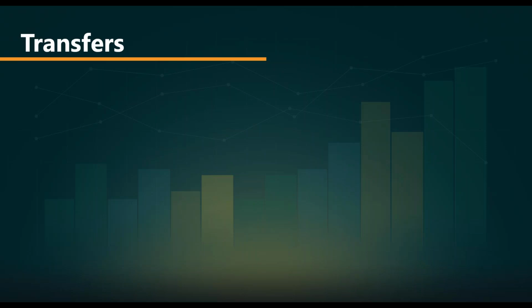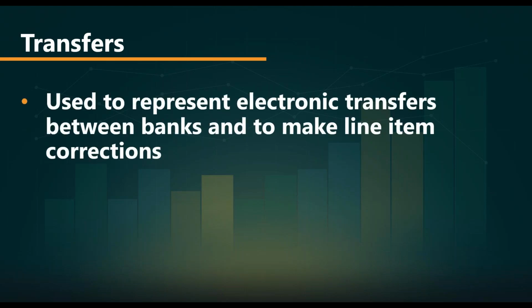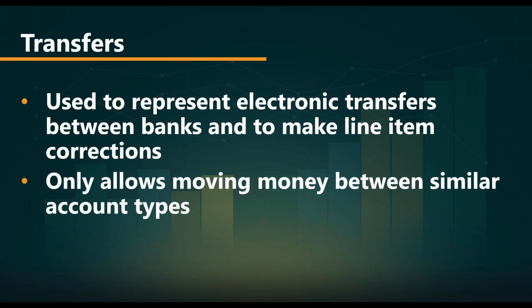Next, we have transfers. This type of transaction is just anything between banks, or even just line item corrections. Since it is going to be going through banks and thus bank accounts, you're going to want to make sure that they are similar account types. So basically the two very common situations are if you're transferring money from a savings account to a bank account, or vice versa, or if you had made a mistake as far as an offset account is concerned.